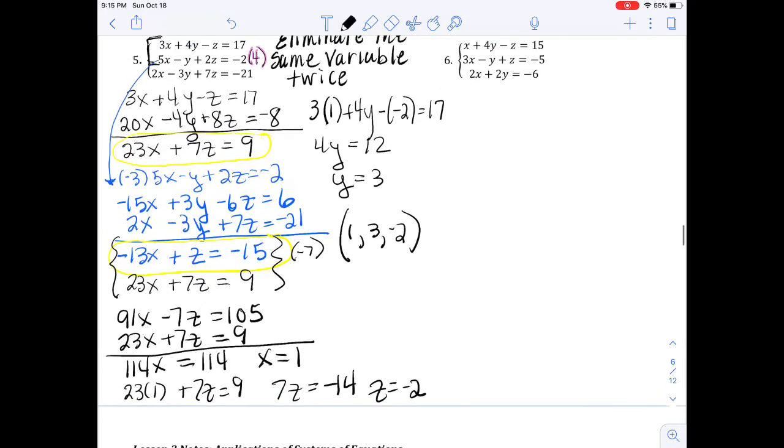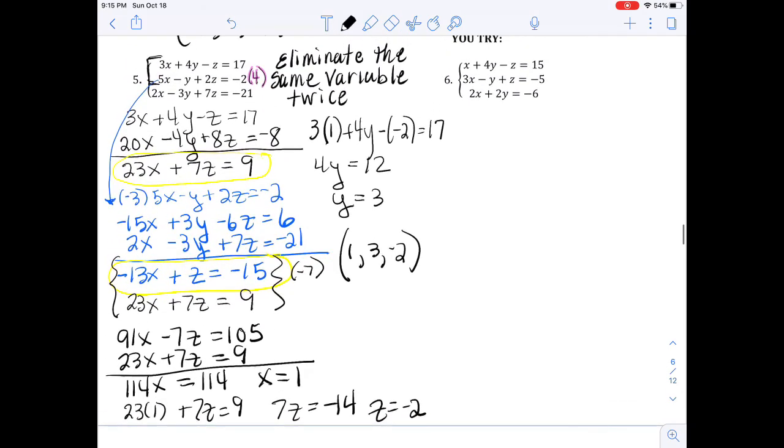These take a lot of work. So let's go back and just revisit what we did here. We looked at the equation and we decided what variable we were going to eliminate twice. And so I chose y. Now you might have chosen x, or somebody else might have chosen z. There's more than one way to do these problems and still get to the same solution.